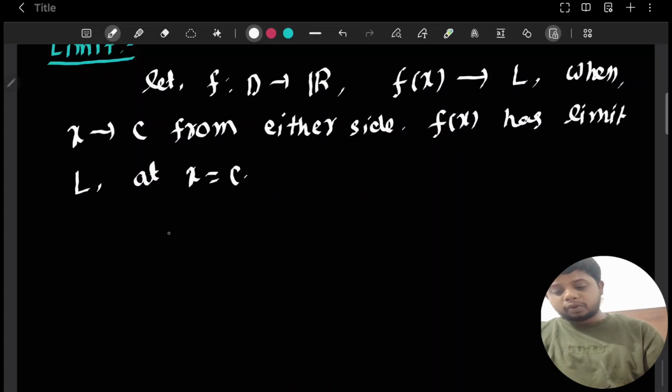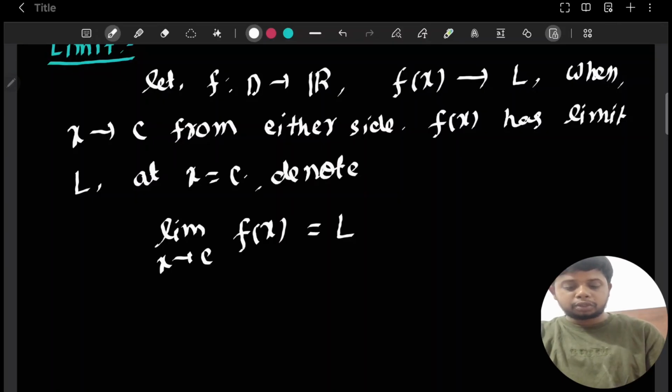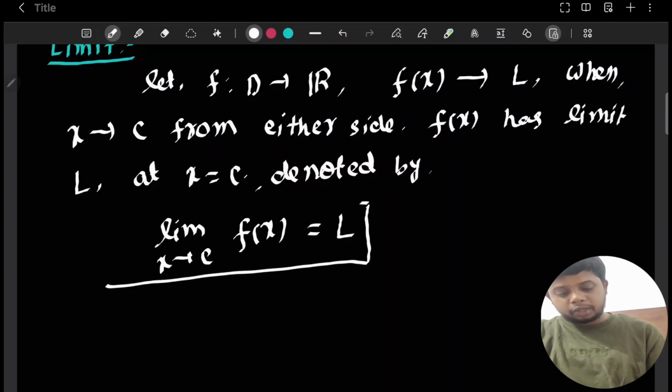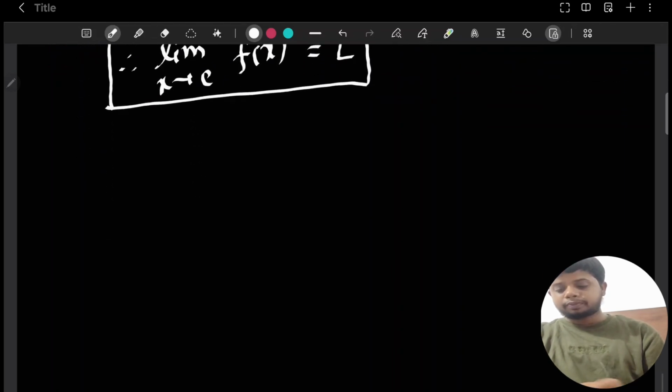So what I'm trying to say is, limit x tending to C: when x goes to C from any side, right side also, left side also, f(x) will go to L, denoted by, how many of you understood? You'll say, sir, understood. So limit x tending to C of f(x) equals L. If you understood that, let's study one question first.